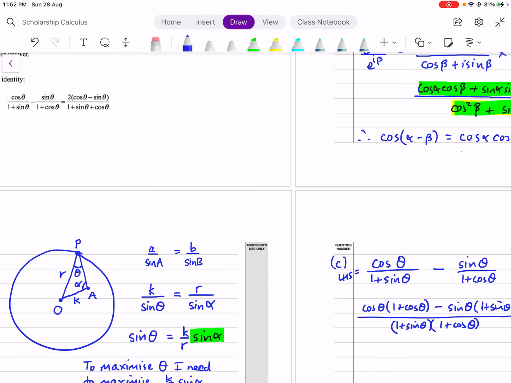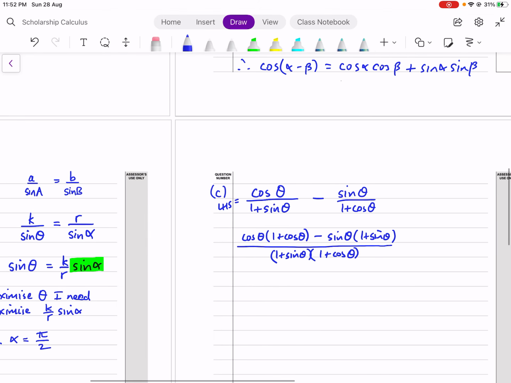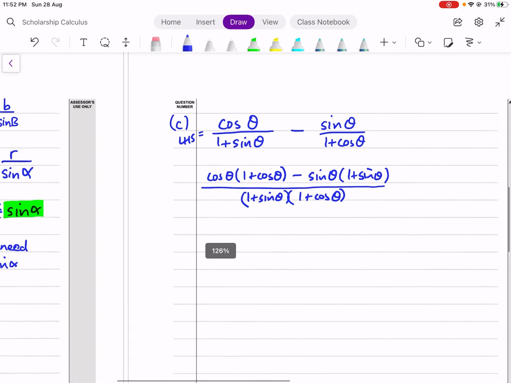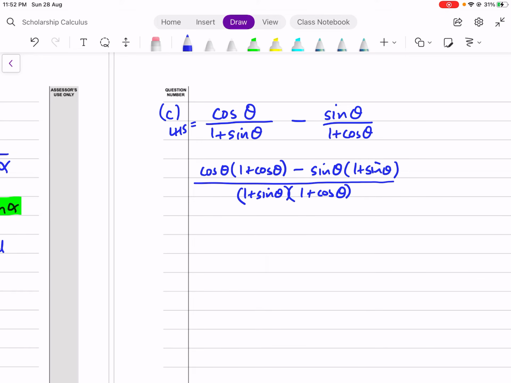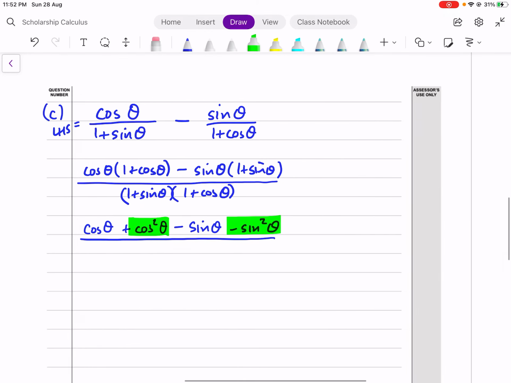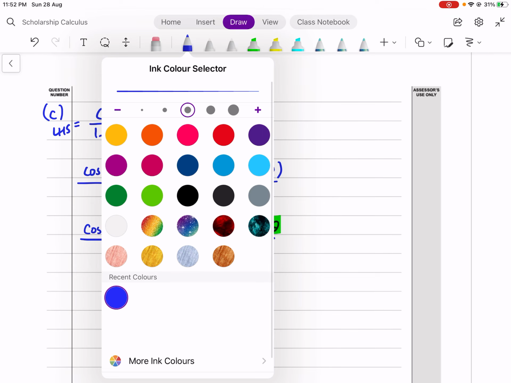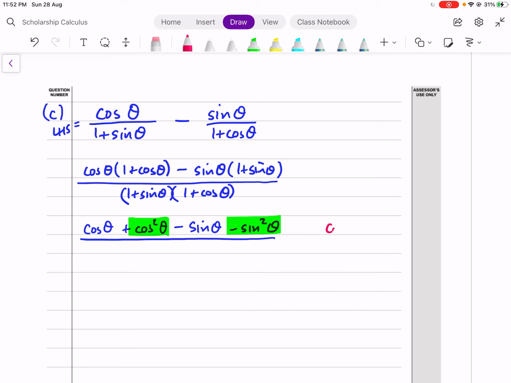In the numerator, I'm looking for cosine theta minus sine theta. I don't have that, but if I expand this numerator out, there's a cosine theta minus sine theta. Now there is a formula on the formula sheet that turns cos squared theta minus sine squared theta into the double angle formula. If you look on the formula sheet in front of you, cosine squared theta minus sine squared theta is cos 2 theta.